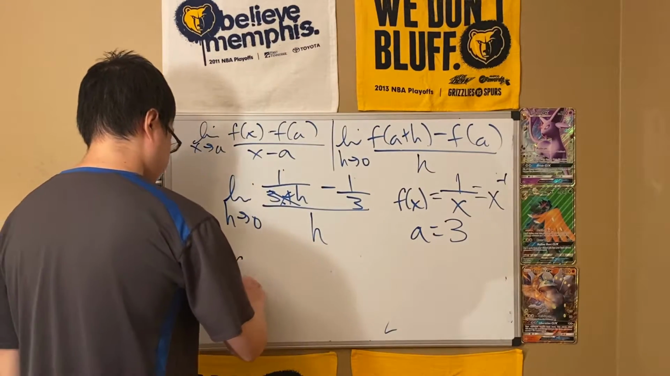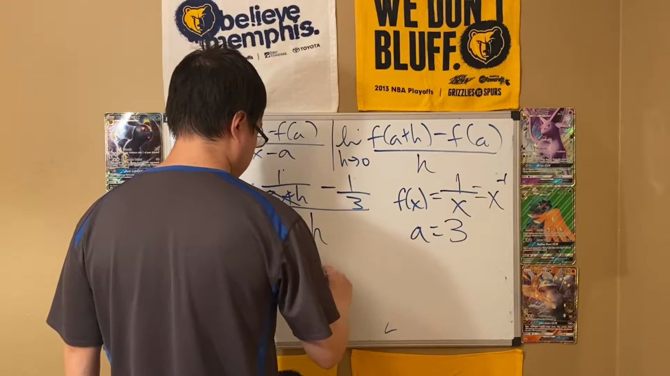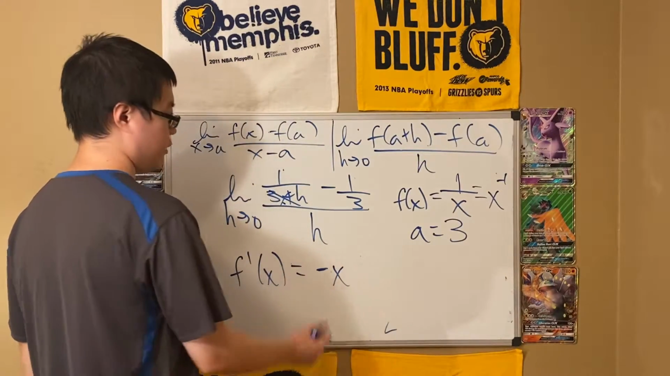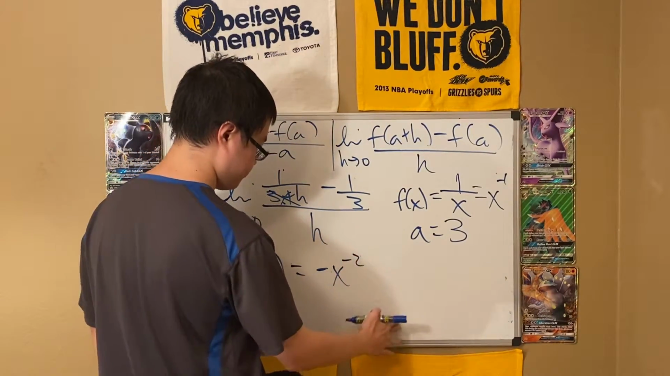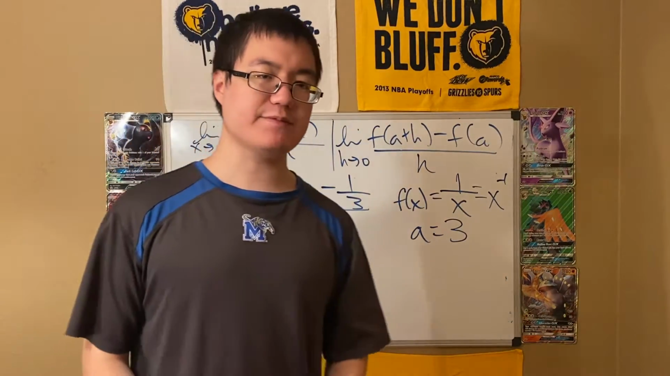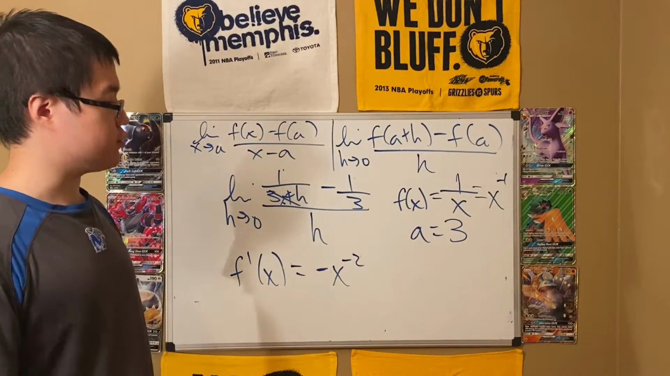So f prime of x is going to be, drop the power down like it's hot, negative 1 times x, and then you just subtract 1 from the old exponent to form the new exponent. That's going to be minus 2. Again, we love the power rule, but we do need to do the additional step of changing things back so that we can more easily find the actual number.